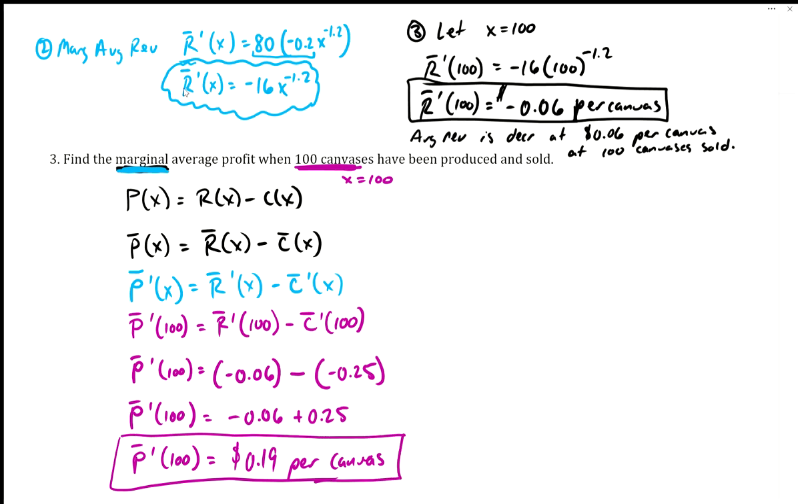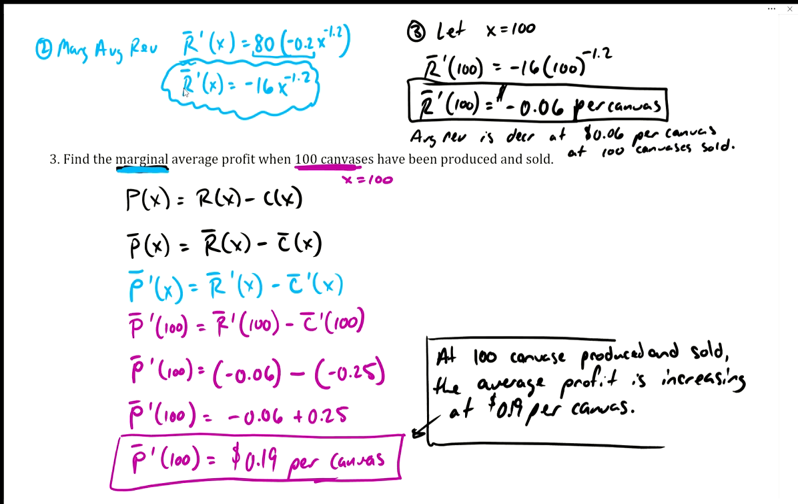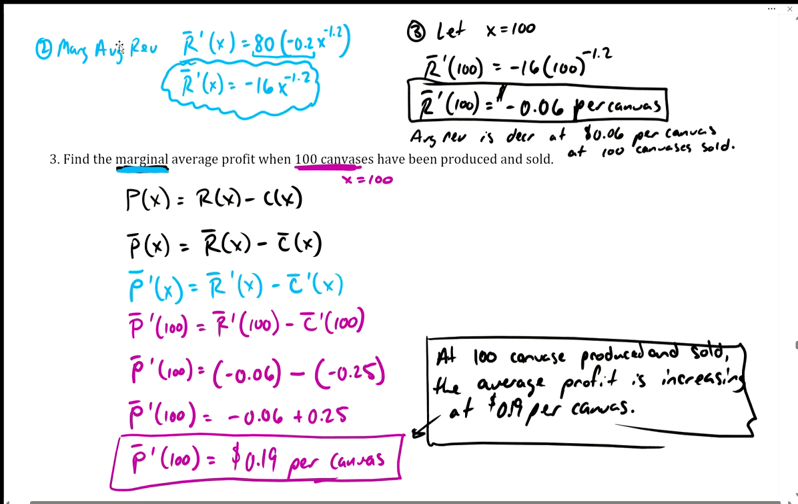Okay, there we go. And let's make it final. Okay, so I'm going to word it like this: at 100 canvases produced and sold, the average profit is increasing at 19 cents per canvas. Okay, boom. Finally.